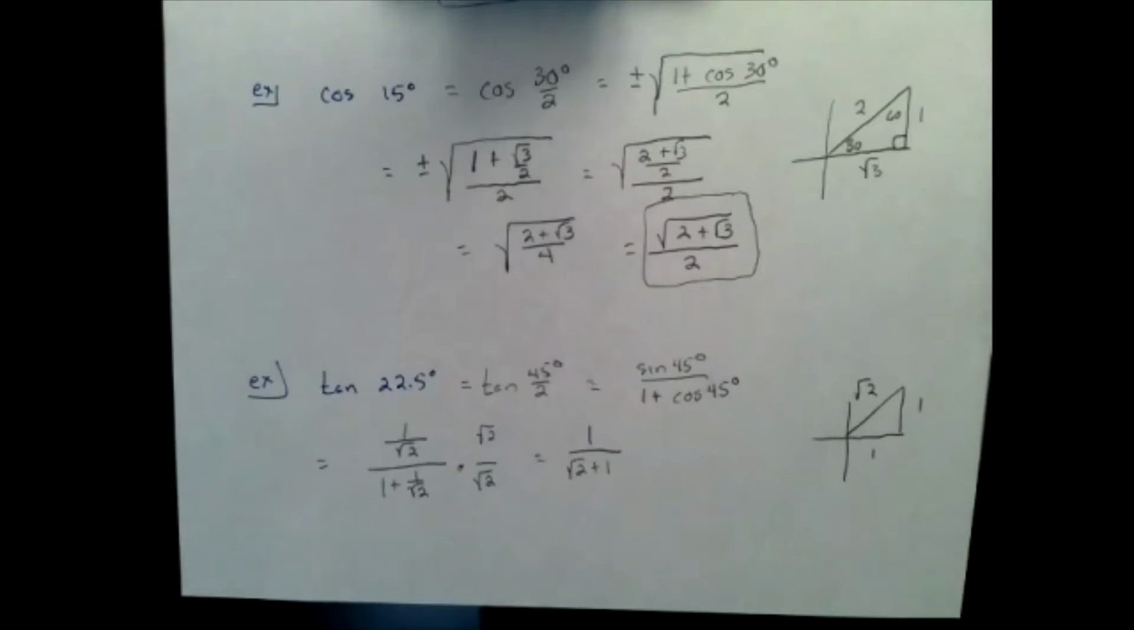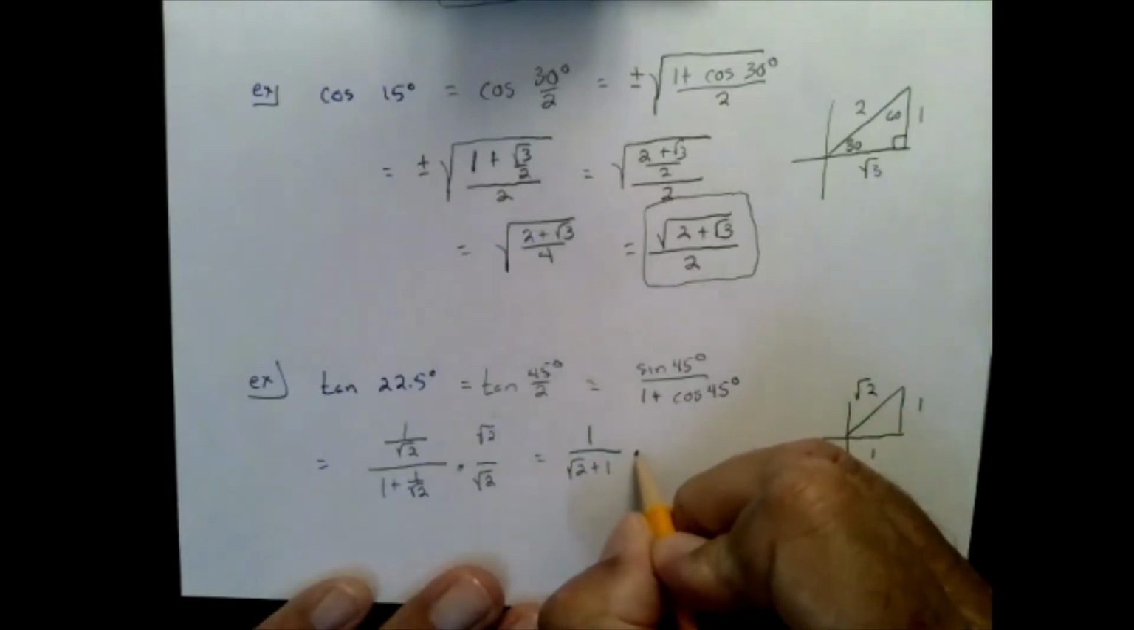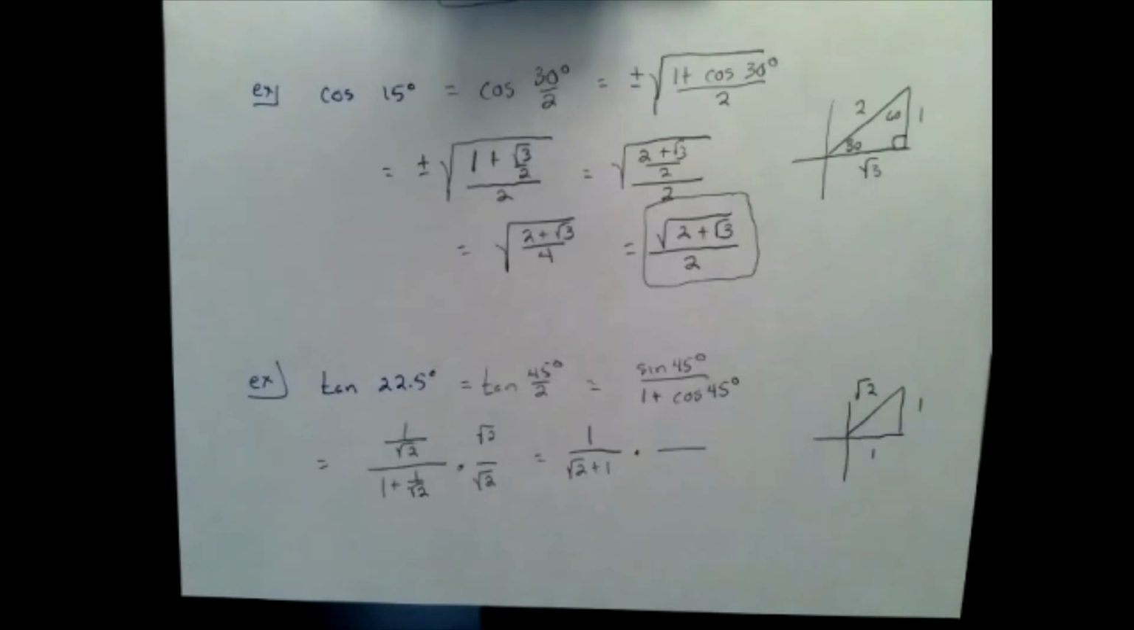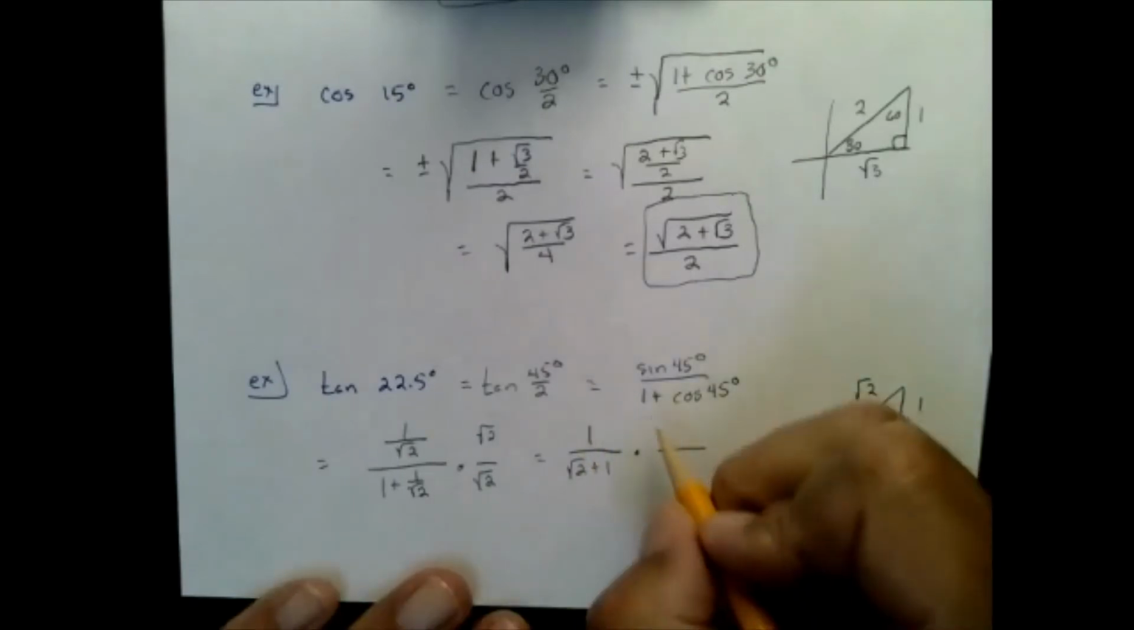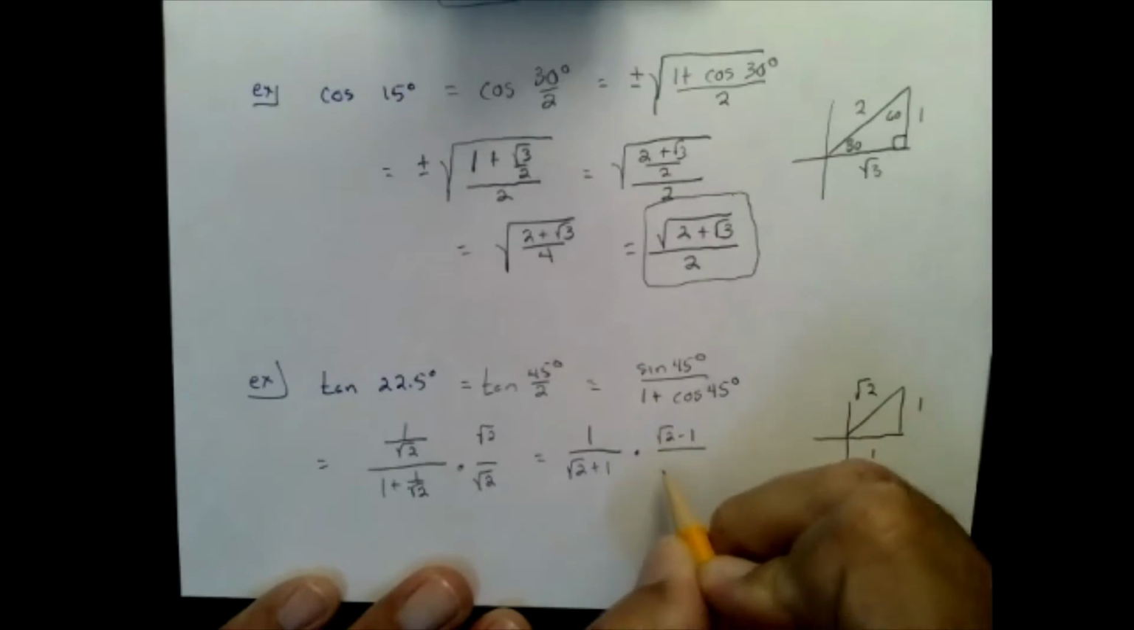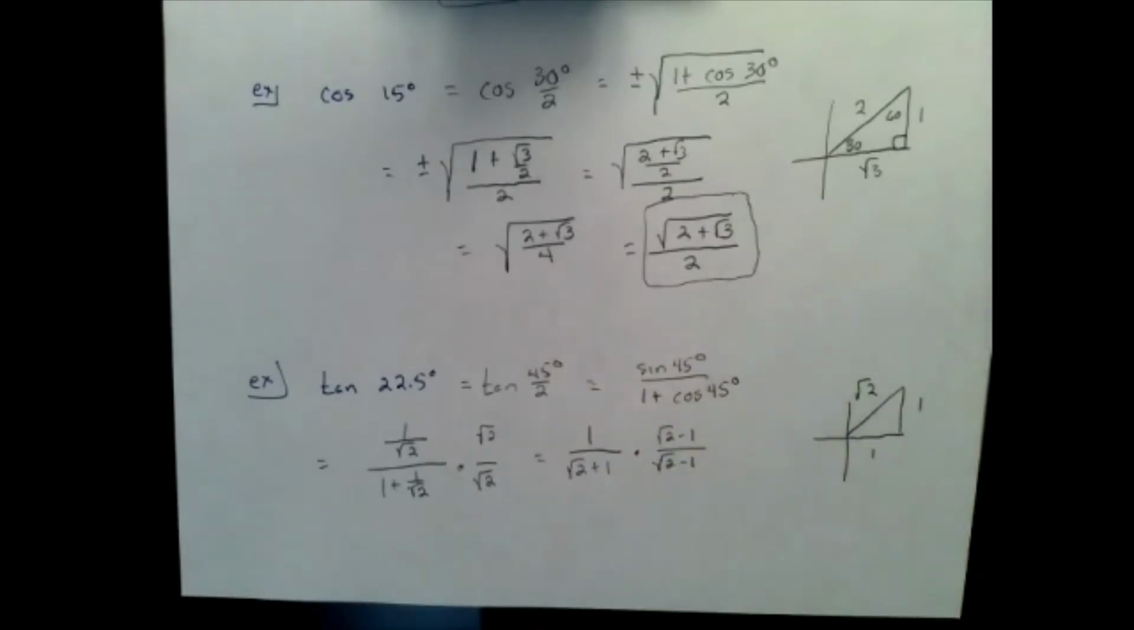Close, except I now have to rationalize. Look at us using big words. Rationalize the denominator. Anybody remember how to do that? What will I multiply top and bottom by? Square root of 2 minus 1? Excellent. And for bonus points for Gryffindor, what was that called? Conjugate, excellent.